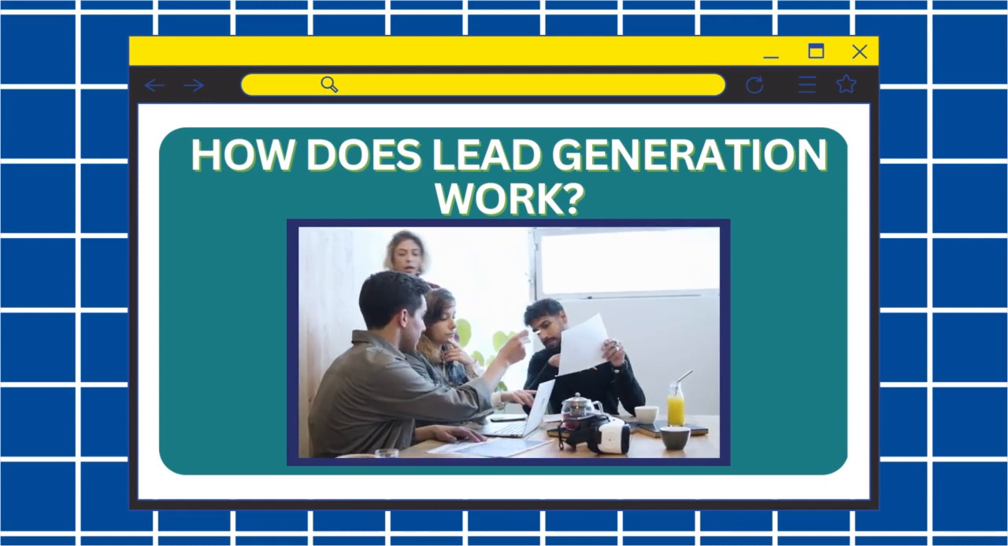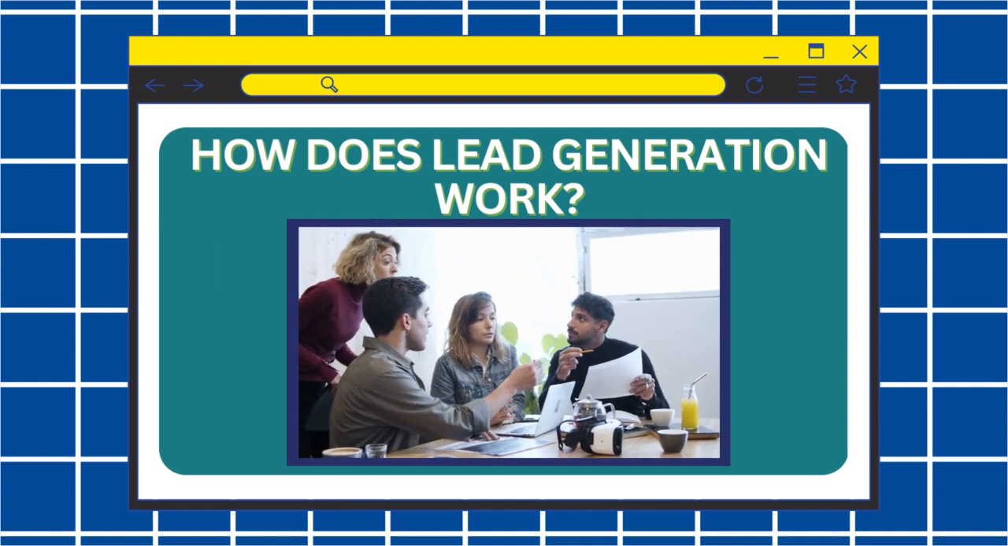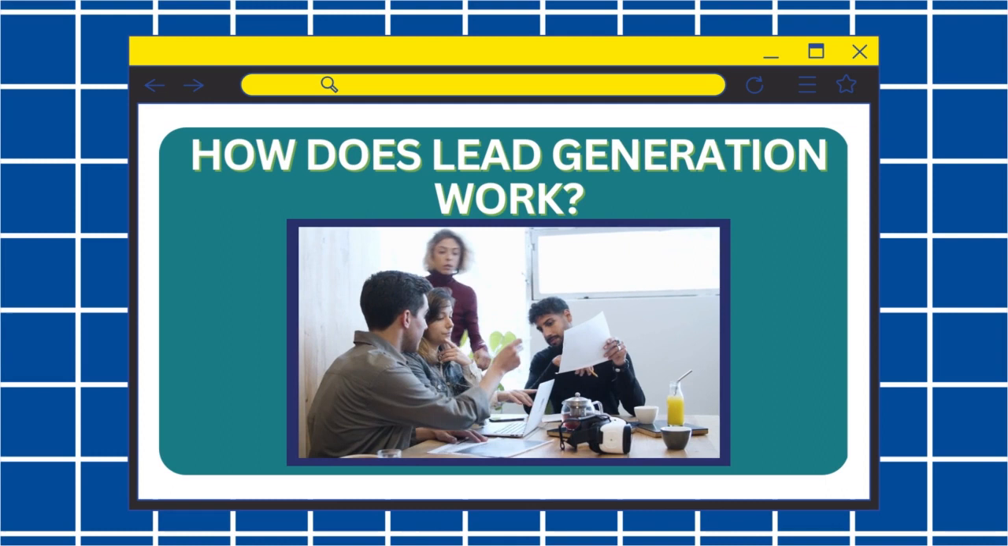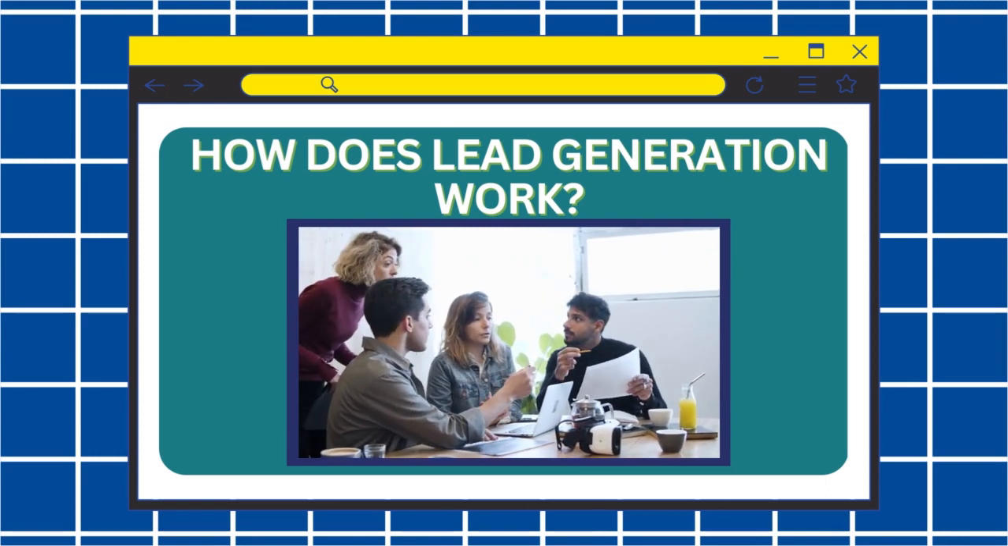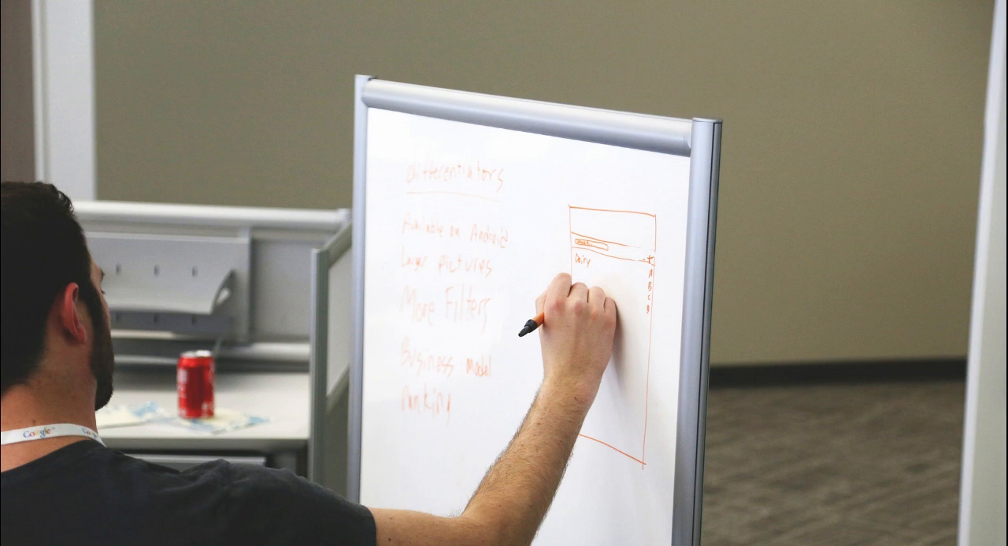Lead generation involves several steps that businesses use to attract and capture potential leads. Let me give you some examples of the most common strategies and tactics used in lead generation. One of them could be content marketing. Creating and sharing valuable content such as blog posts, videos, ebooks, and infographics to attract potential leads and drive traffic to your website. So we could also look at social media marketing.